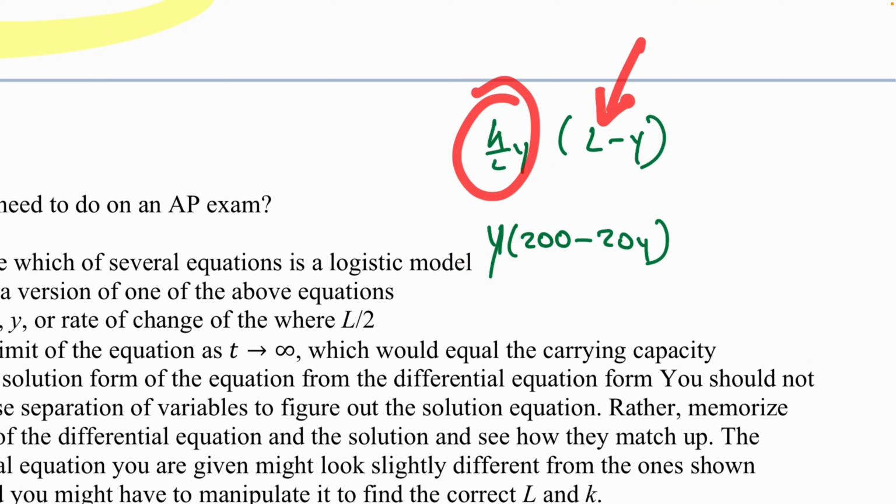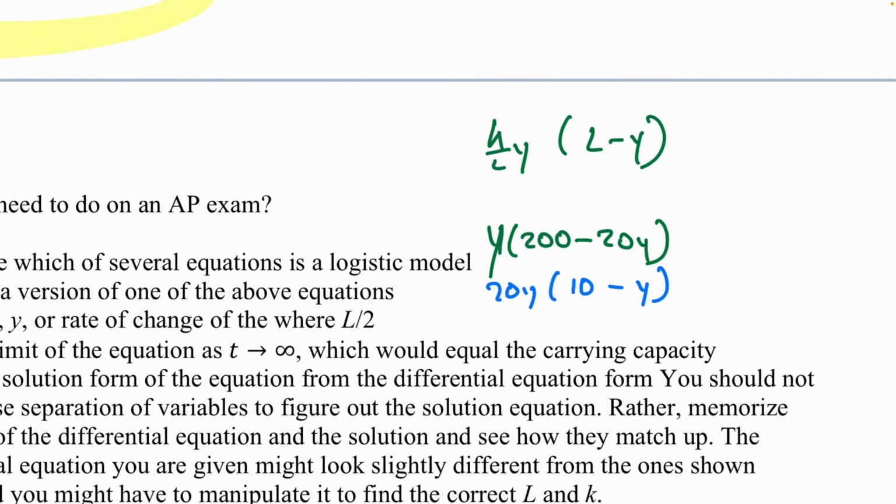minus Y. So a wrong answer to this would be saying the carrying capacity is 20 or 200, because what we know is that it's supposed to be carrying capacity minus Y. Well, there's an extra number here with Y, an extra 20. So what we'd actually have to do is factor out that 20 to the front. So I'm going to take a 20 out of all of this, and 200 divided by 20 is 10 minus Y. And so in this case, our carrying capacity is 10.